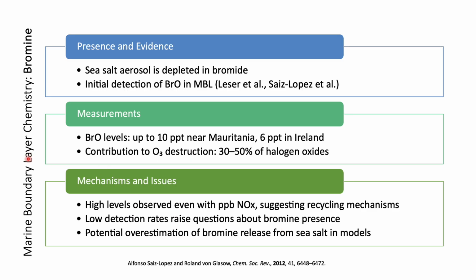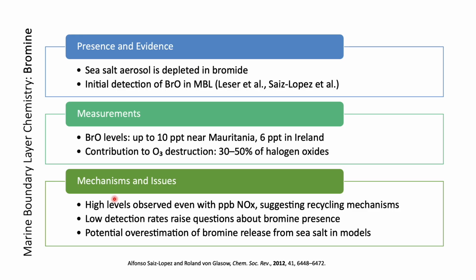And what is the marine boundary layer chemistry of bromine? The presence and evidence was found from sea salt aerosols depleted in bromide, and from the initial detection of bromine oxide in the marine boundary layers. Bromine oxide levels were up to 10 ppt near Mauritania and 6 ppt in Ireland. So this is how people know that bromine actually exists in the Arctic region. The contribution to ozone destruction is that around 30 to 50% of halogen oxides are responsible for the destruction of ozone.